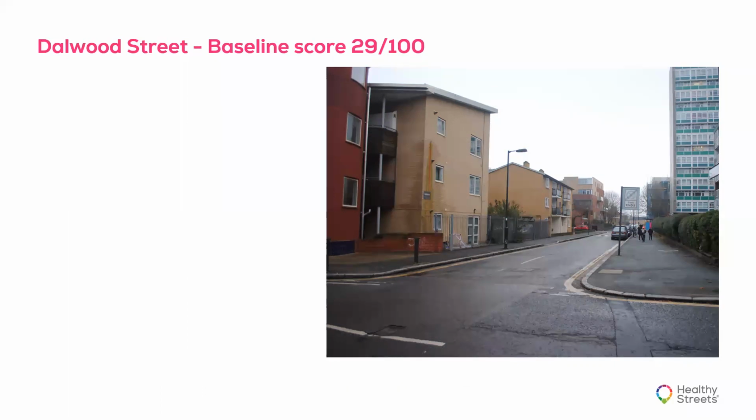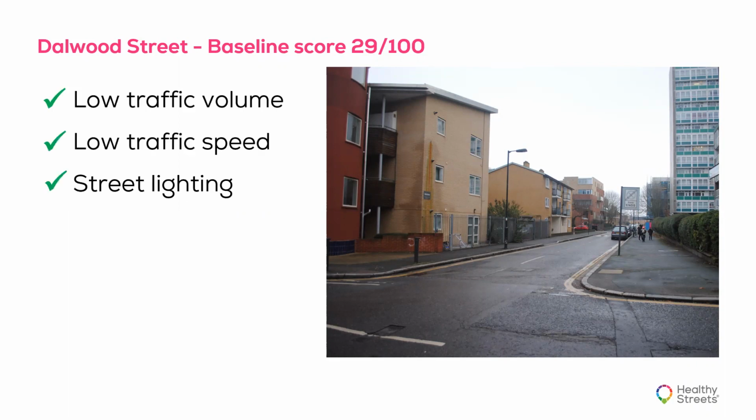We're really looking to try and push those scores up through taking this more people-centered approach. Now, the tool identified a number of positive aspects which helped to get the score as high as 29. And these were that it had low traffic volumes, low traffic speeds, it had street lighting and parking restrictions.